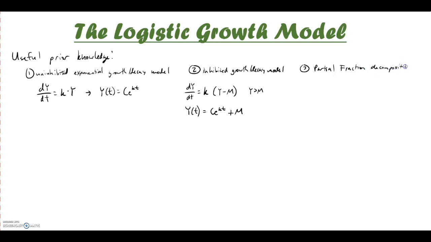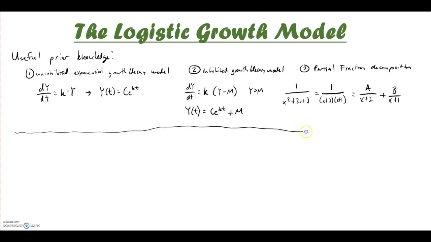And the third piece of knowledge you should be armed with is how to complete a partial fraction decomposition. And that's the idea of taking some fraction, like 1 over x squared plus 3x plus 2, where the denominator can be factored, in this case into x plus 2 times x plus 1, and it's the idea that we can decompose that into the sum of two different fractions, where each denominator is one of those factors.